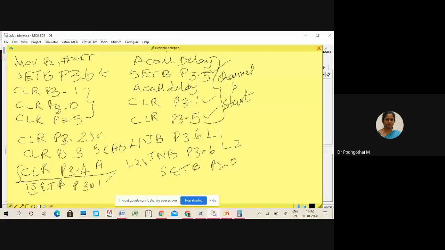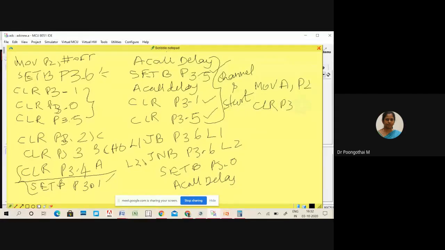Next, again you call delay. Now your conversion process is completed. Next step, we have to move the data from P2 because your data will be available on P2. Okay, so next move A, P2. So next clear your P3.0.